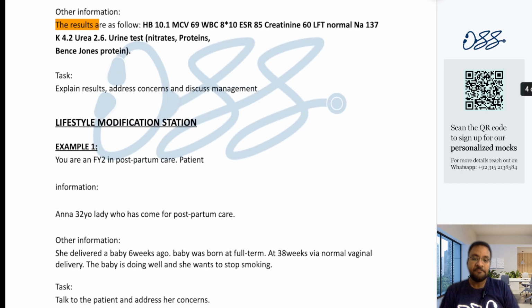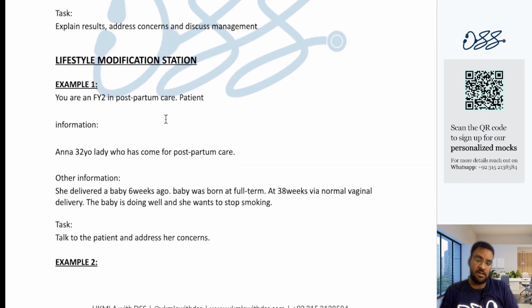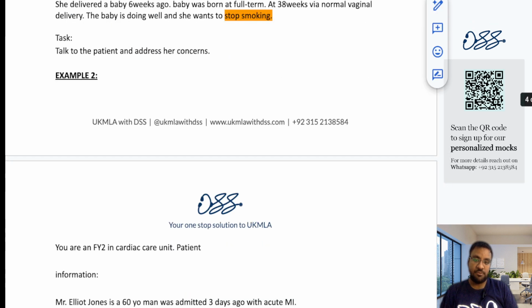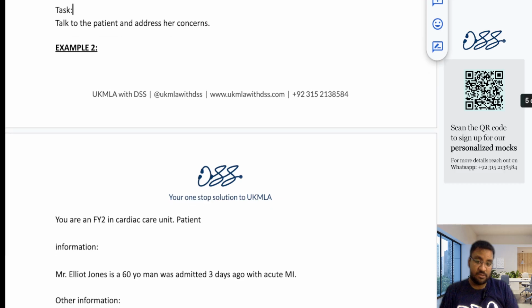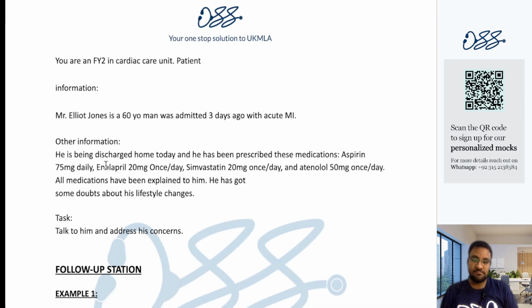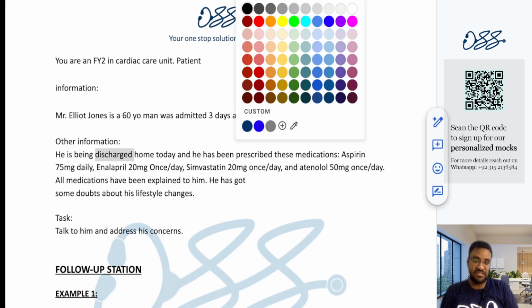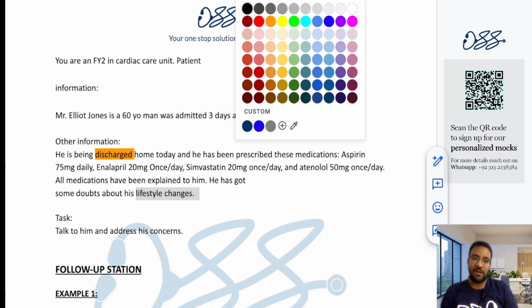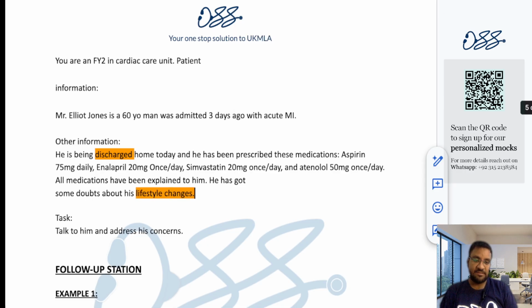Then lifestyle modification counseling, a lifestyle habit, as I mentioned, may be written down or mentioned. So you need to make sure that you're counseling the patient on the lifestyle habits. Then they may be generous to tell you that the patient is getting discharged. So this is discharge counseling, and they can be even more generous to tell you that you need to counsel on lifestyle modifications.